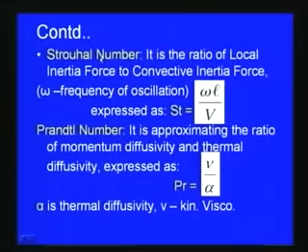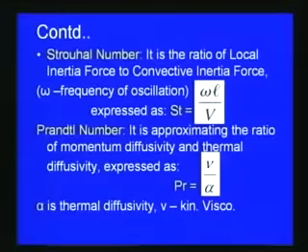Another important number is called the Strouhal number. The Strouhal number is the ratio of local inertia force to convective inertia force. Wherever the convective forces are important, we use the Strouhal number. St is equal to omega L by V, where omega is the frequency of oscillation, L is a characteristic length, and V is the velocity.